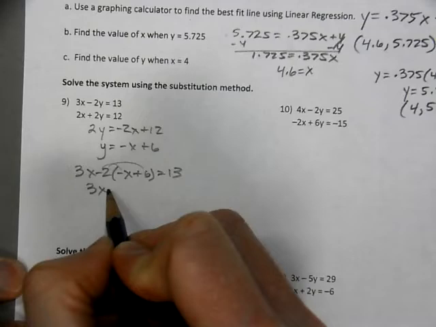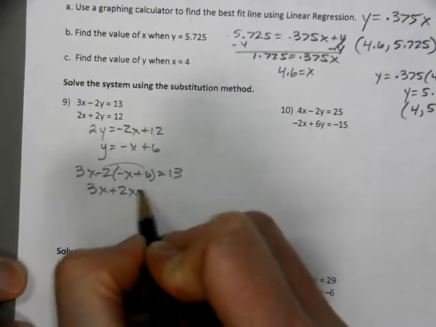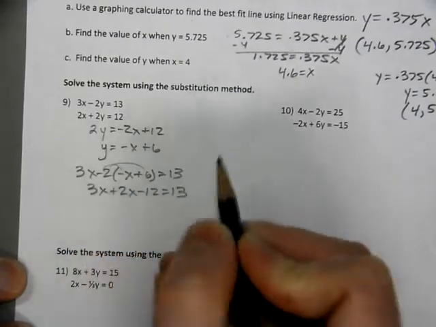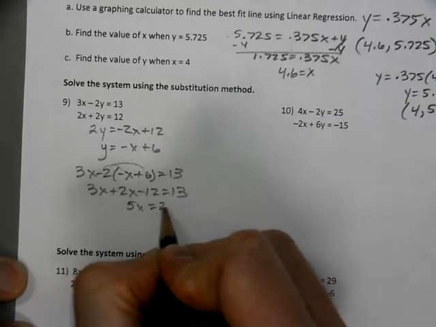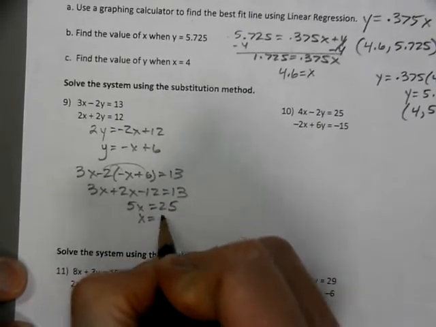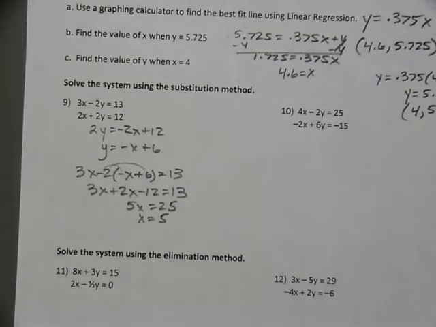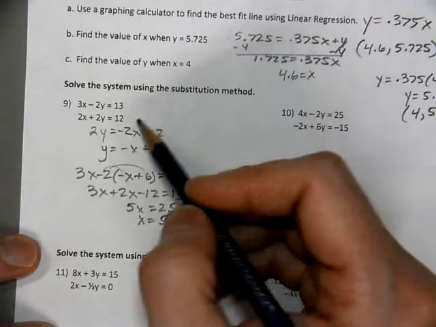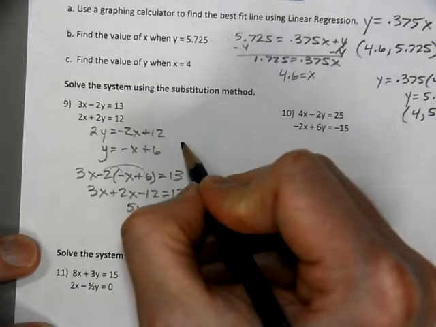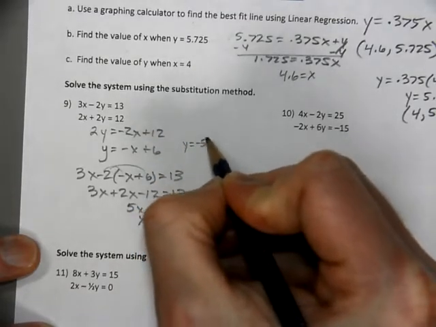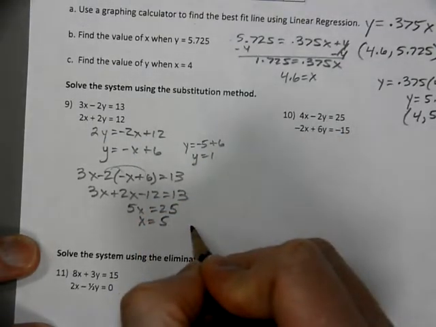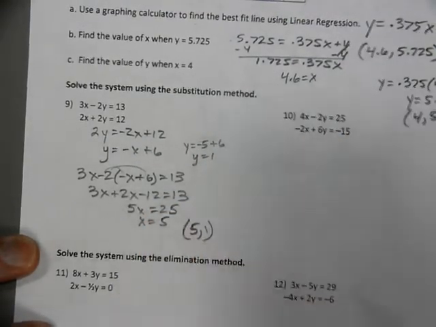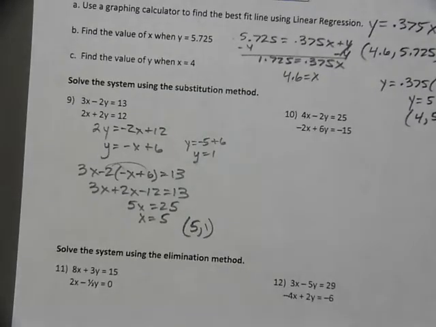Distribute. So 5x, add that across is 25, so x equals 5. So when x equals 5, we can plug that back in. So y equals negative 5 plus 6, so y equals 1. (5, 1) is our solution.